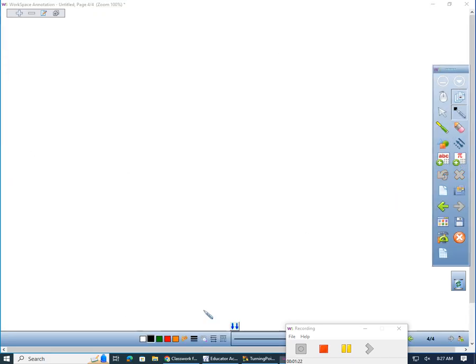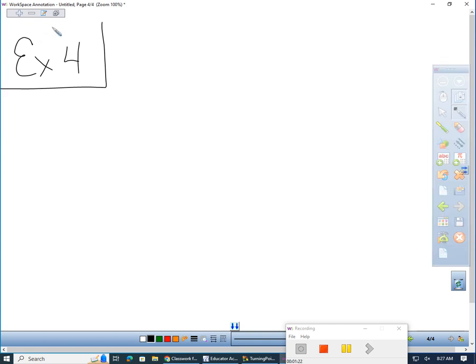Now we're going to talk about some of those other ones that are nonlinear. So here's example number 4. This is in that final section, 24 to 32. Graph the function rule.